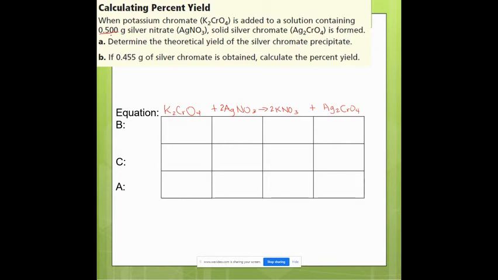So we're going to divide it by the molar mass of silver nitrate, which is 169.9. And when we do that, we find out that we have 0.00294 moles. We are assuming that we have excess since they didn't tell us any amount there. And when we begin, we don't have any of these to start out with.